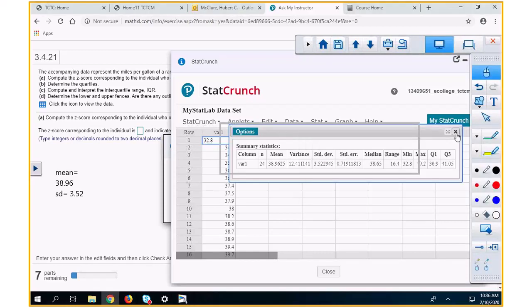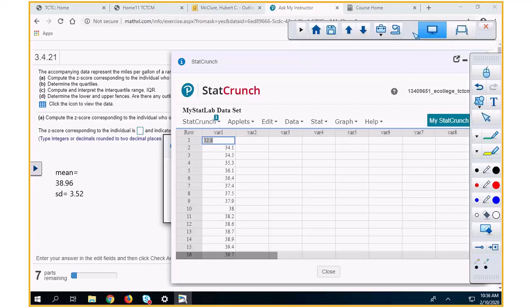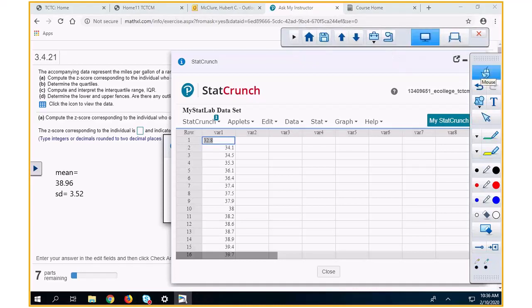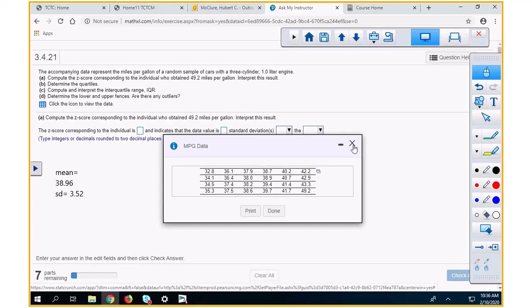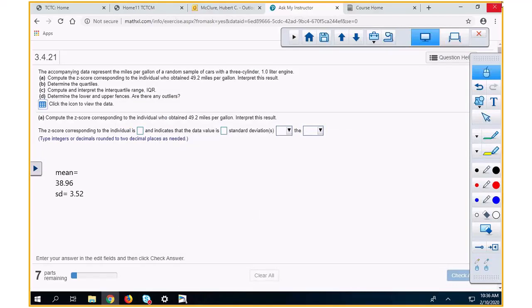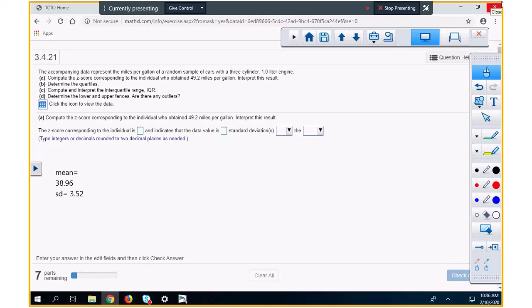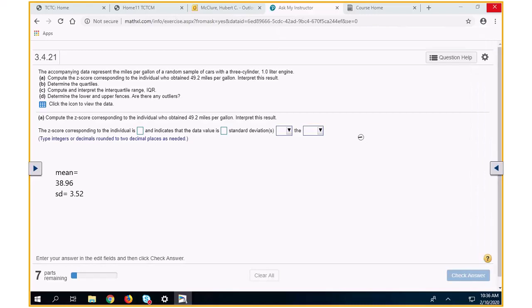Well, how do I do that, Hubert? Well, you know, read the what? Read the formula. No, it's easier just to ask you. No, read the formula. What's the formula for z-score? Somebody tell me, just reading it out of their notes. And they want the z-score of 49.2, right? X minus X bar over standard deviation.